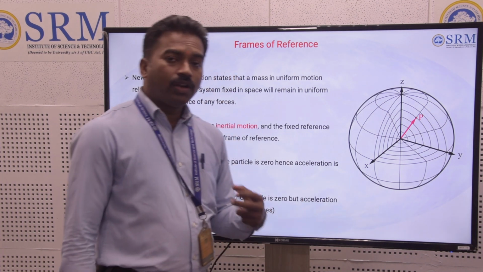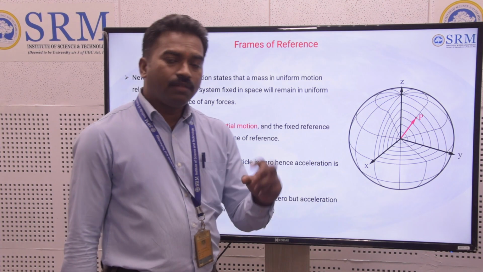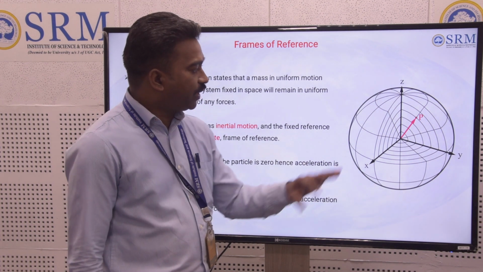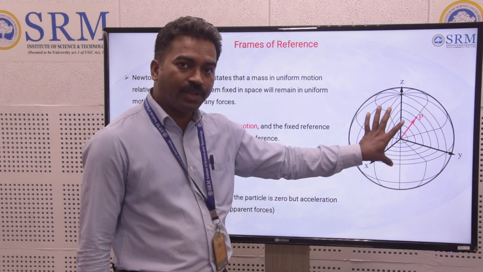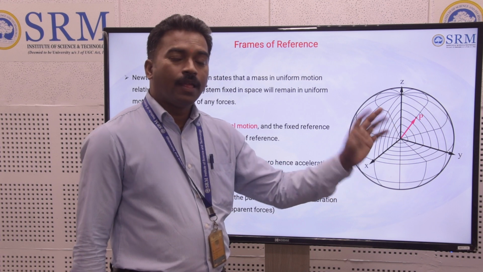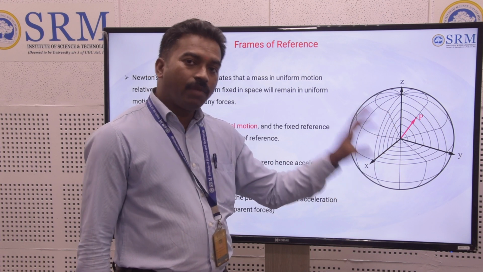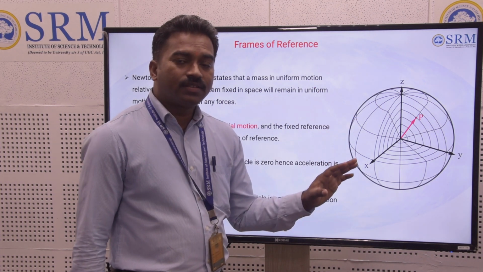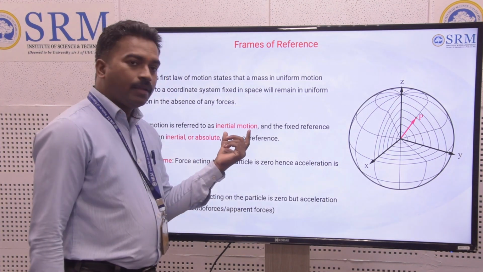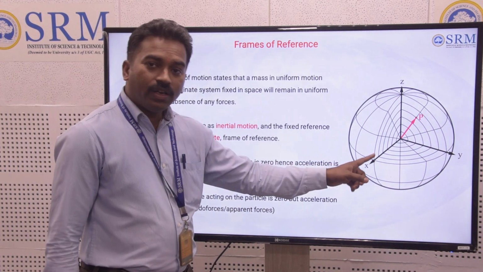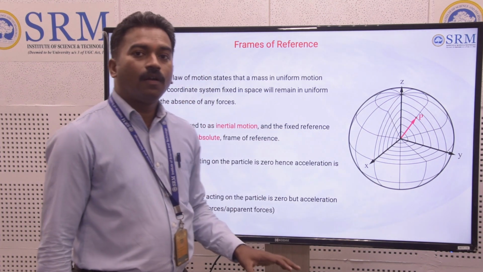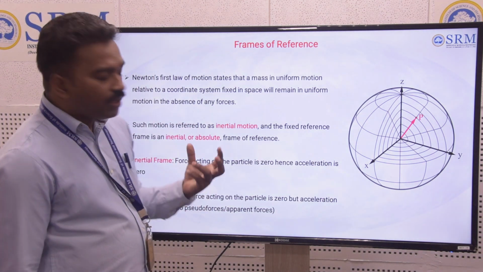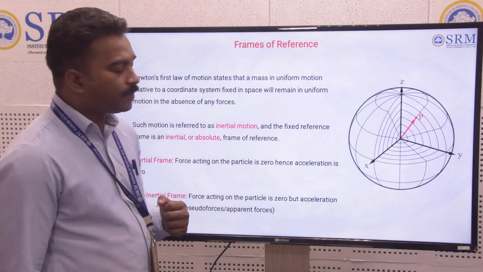Now, according to Newton's laws of motion, any mass in uniform motion with respect to a coordinate system which is fixed in space, meaning not rotating, will remain in uniform motion, and such motion you will call inertial motion. And the frame of reference, we call it the inertial frame of reference, or even the absolute frame of reference.